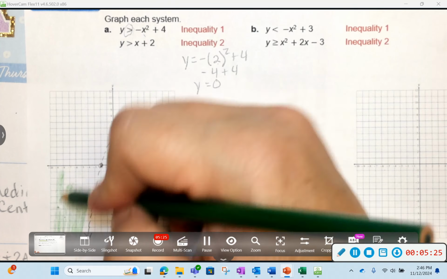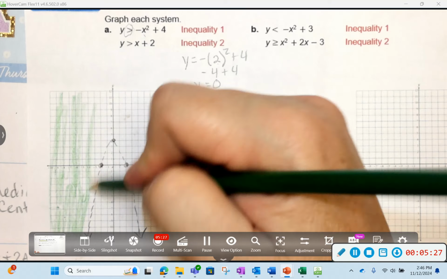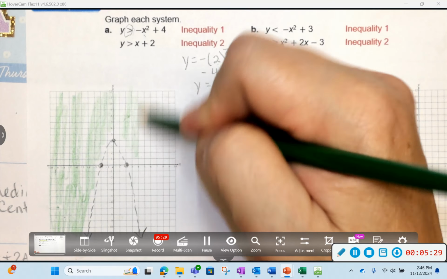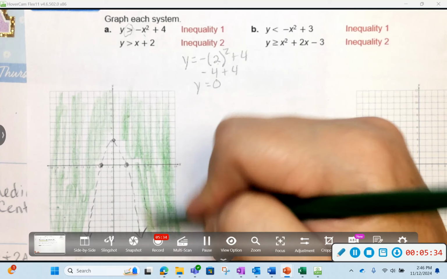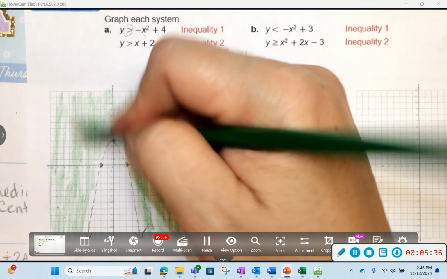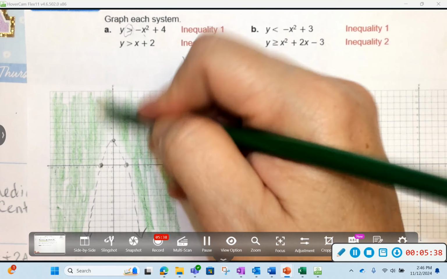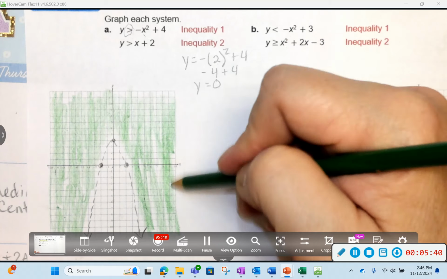So we are going to shade everything that is above or outside of the parabola. Not necessarily above, but outside of the parabola. All right, so we're shading all of that. So there's our one graph. All right, our next one is a nice linear one.